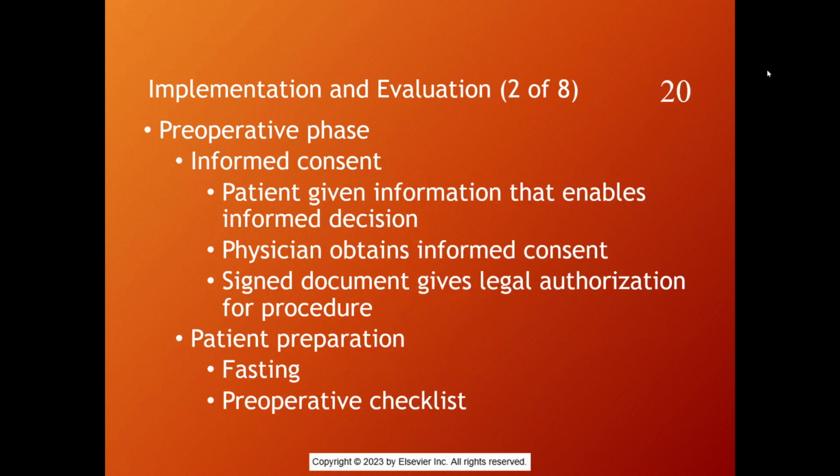Slide 20. In the preoperative phase, obtaining informed consent is a critical step. This process involves providing the patient with sufficient information to make an informed decision about the surgery. The information should include the nature and purpose of the surgery, the expected benefits and outcomes, the potential risks and complications, the alternatives to the surgery, and the consequences of not having the surgery. The physician is responsible for obtaining informed consent, but the nurse can play a supportive role in ensuring that the patient understands the information and has the opportunity to ask questions.